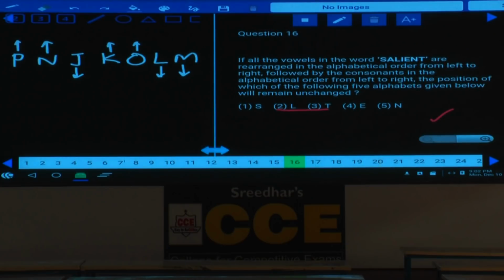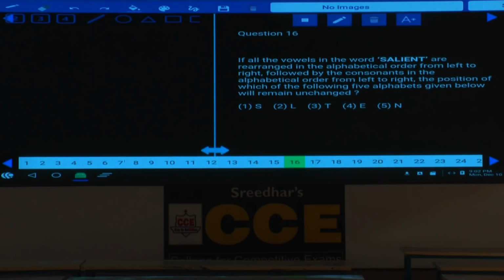Then question number 16, if all the letters in the word salient, S, A, L, I, E, N, T, are rearranged in alphabetical order from left hand side to right hand side, isn't it? First, all the vowels should be written. What are the vowels here? A, E and I are the vowels, and L, N, S and T are the consonants.